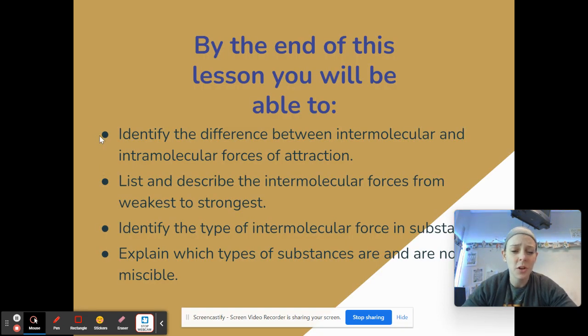So as a result of this lesson, we're going to differentiate between those two terms. What are the intermolecular forces that we see in chemistry? What kind of force would be found within a substance? And then how do we know whether or not something is going to be what we call mixable or miscible?